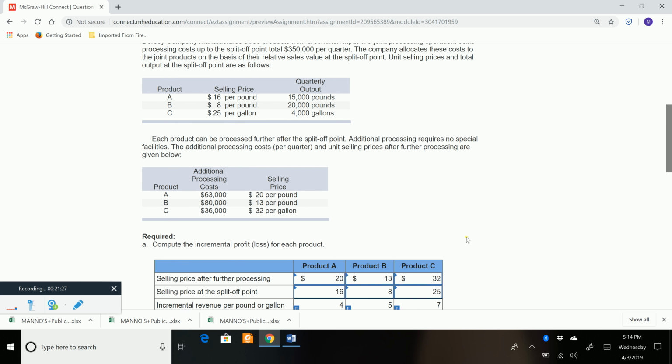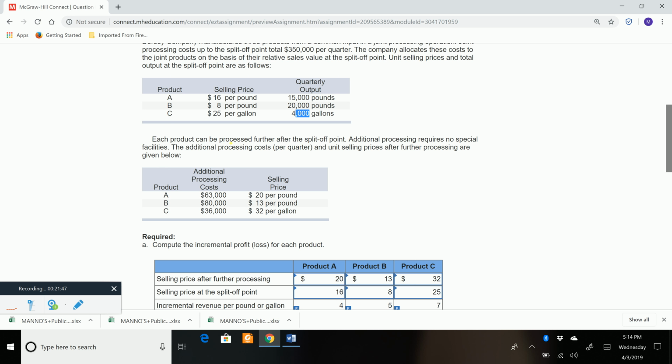So what do we have here? Product A can sell for $16 per pound. Product B can sell for $8 a pound. And product C can sell for $25 per gallon. And here would be the output over here if we decided to sell these products right now.